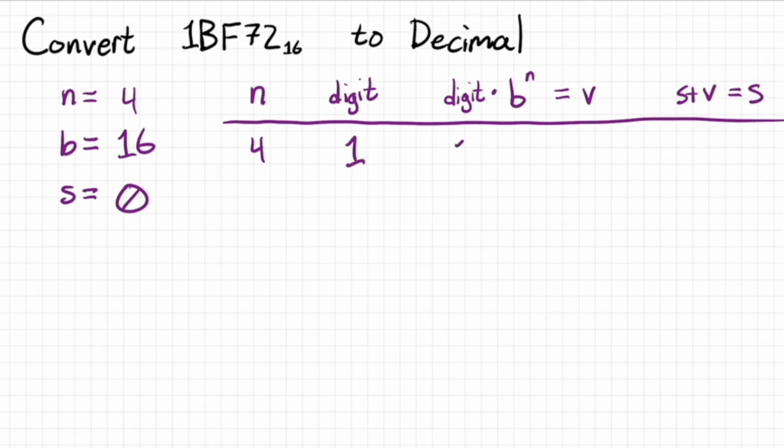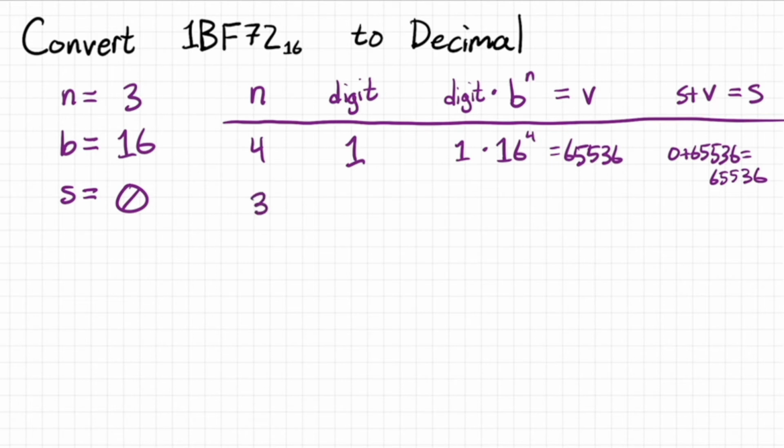We take that digit and multiply it by the base to the power of N, which will give us V, which is going to be 65,536. Then we can add this number that we got for V to our running total, which is currently 0. So we get 0 plus 65,536, which will give us 65,536.